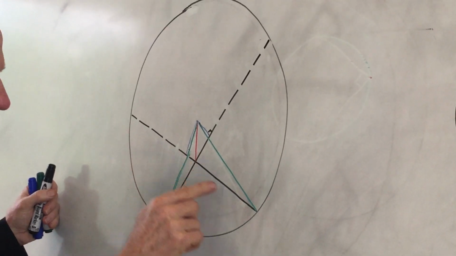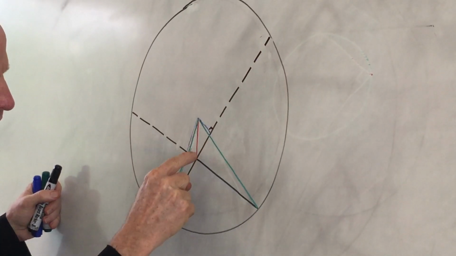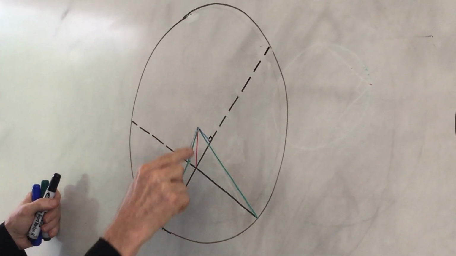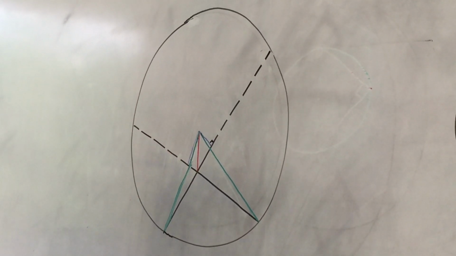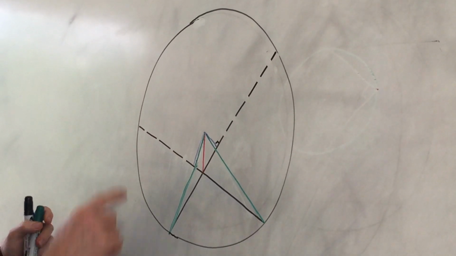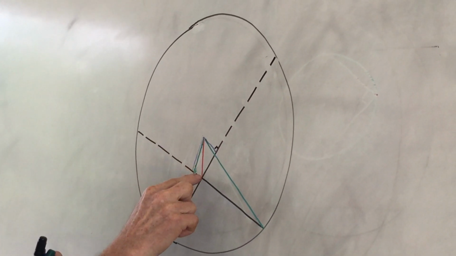Therefore, the rectangle contained by this and this plus the square on this is equal to the rectangle contained by this and this plus the square on this. Look, we have the square on this on both sides of the equation. Let's take it out. Equals subtracted from equals are equal. Therefore, the rectangle contained by this and this is equal to the rectangle contained by this and this.